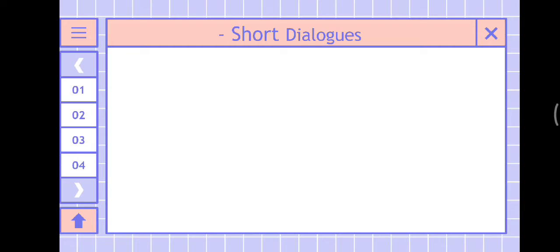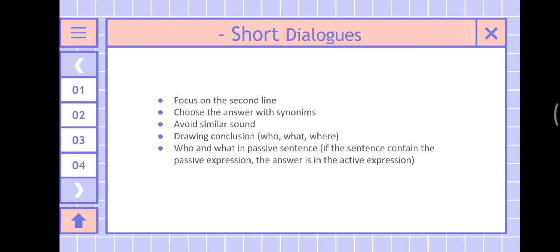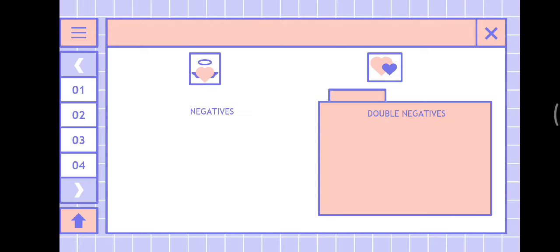The next is short dialogues. Tips and tricks to answer short dialogues: focus on the second line, choose the answer with synonyms and avoid similar sounds, then draw conclusions such as who, what, where, and who and what in passive sentences. If the sentence contains the passive expression, the answer is in the active expression. If who and what are more than one noun or subject, it refers to the first person.